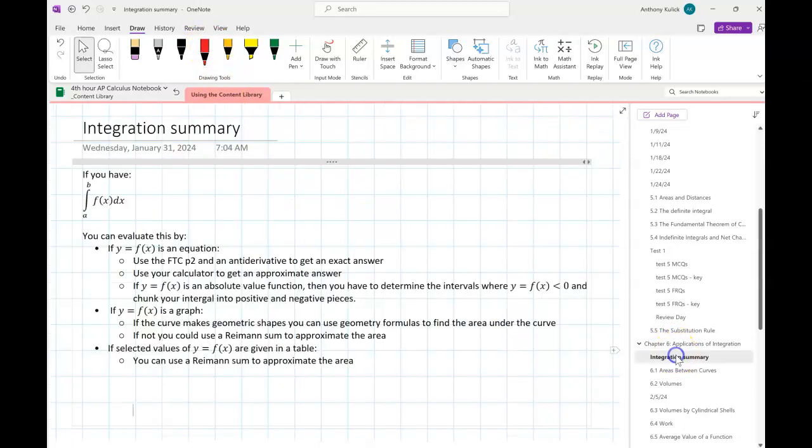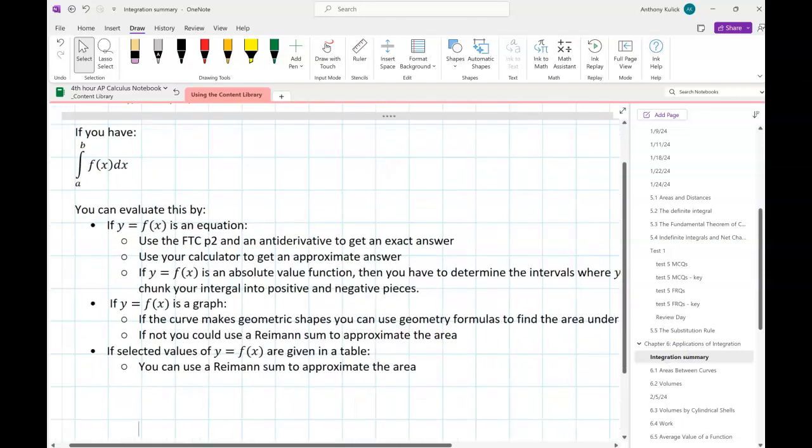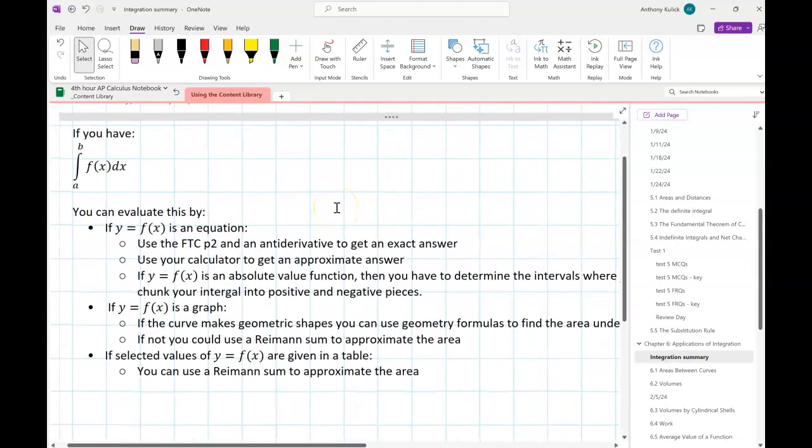In addition to that, I put together this slide as an integration summary. I put this up the other day, so some of us might have seen it, some might not have. If you're doing a definite integral, depending on how it's being presented, there are techniques you might use to evaluate it. If you have an equation, you can use the fundamental theorem of calculus part 2. You do the antiderivative, then plug in b and a and look at the difference. That'll get you an exact answer. If you want an approximate, rounded answer, your calculator can do that, right?